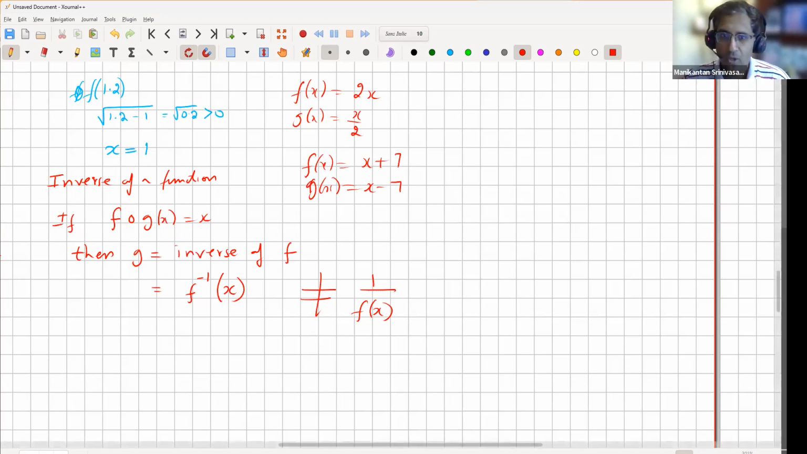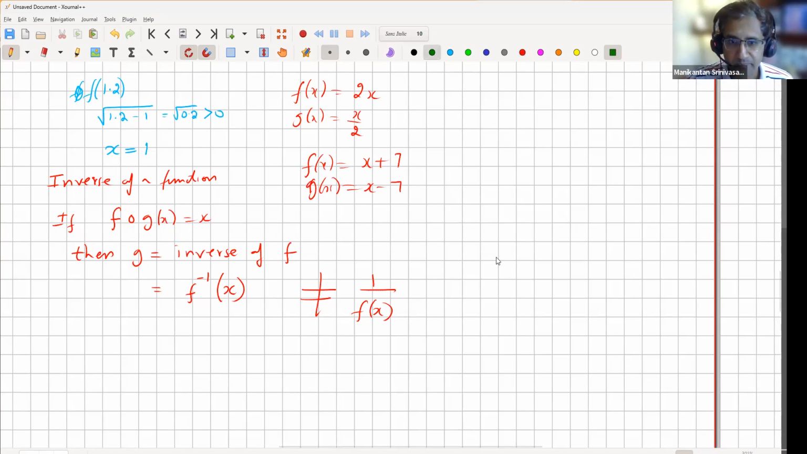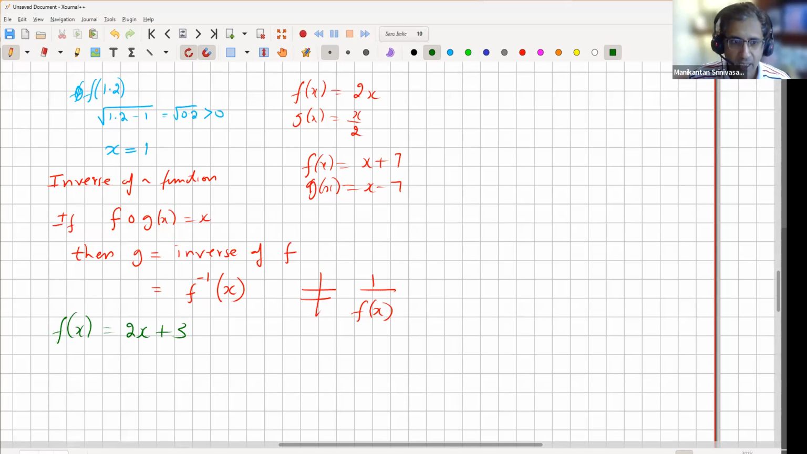But suppose you have a more complicated expression. Suppose f of x is 2x plus 3. Even here, we can find the inverse very easily. To undo what you did, just think logically about what I'm doing. You're doubling a number and then adding 3. If you have to reset it back, you retrace.